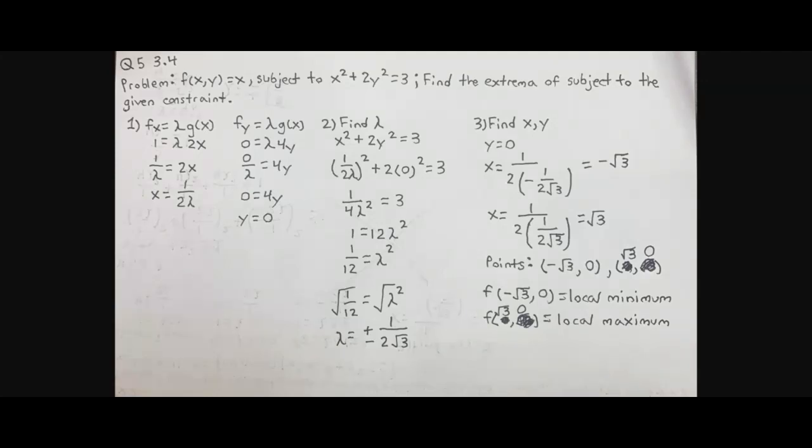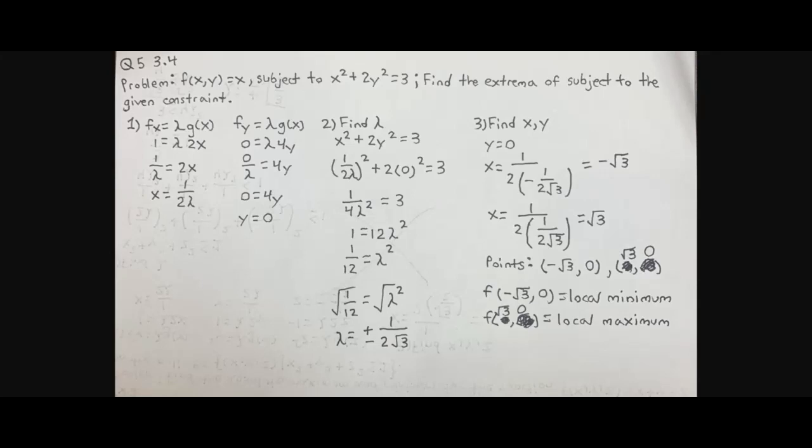And x is equal to 1 over 2 times negative 1 over 2 radical 3. And then we get negative radical 3 when we multiply that out. And then x is equal to 1 over 2 times 1 over 2 radical 3, which is equal to radical 3. And then our points become negative radical 3 and 0, since x was negative radical 3 and y is 0. And then we get radical 3 and 0, since radical 3 was x and y was 0.